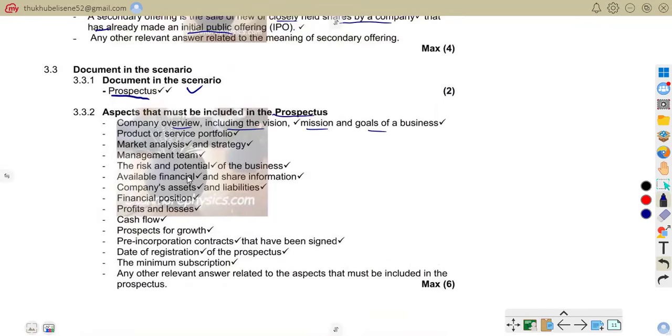So that is that. The other aspect that must be included is the product or service portfolio. With product, you describe the product or service offered by the company and the features of the product. You have to tell the features and how the product was manufactured. That is that. Market analysis and strategy.